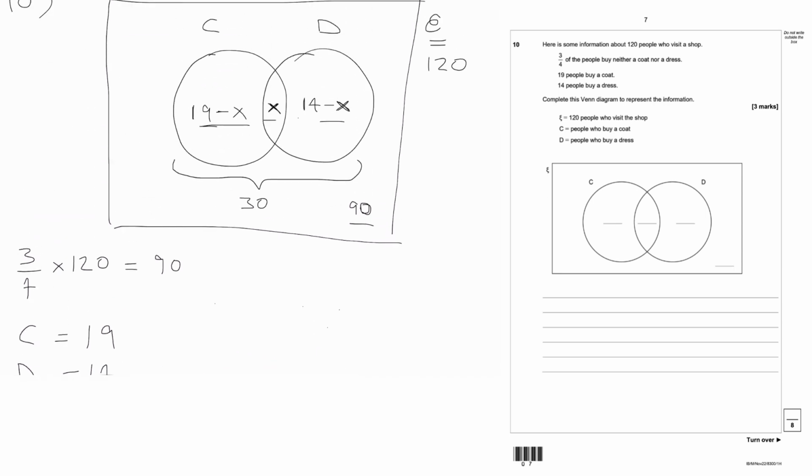And now what we can do is just fill in our value of X. So we have that 3 people bought a coat and a dress. We have 19 minus X, which is 19 minus 3. So this is 16 people who bought just a coat. And we have 14 minus 3, which is 11 people who bought just a dress.